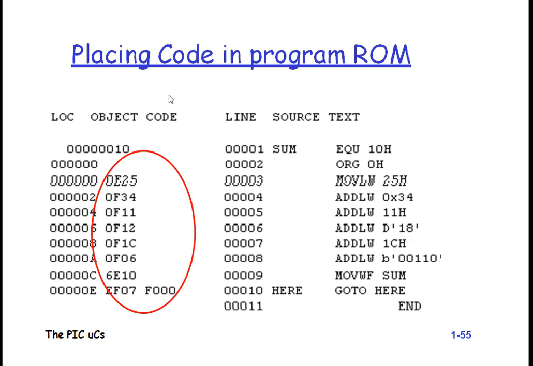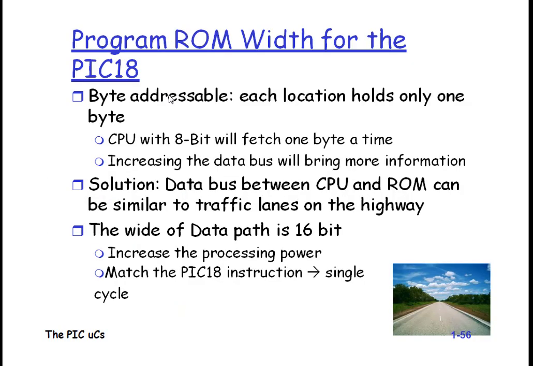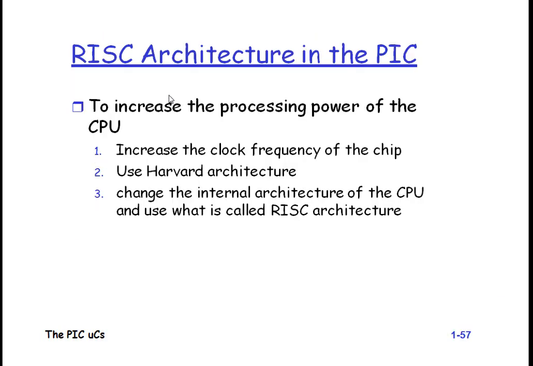There's another interface of MikroC in which you see how the ROM memory will be working. The ROM width of a microcontroller like PIC18: its 8-bit CPU fetches memory instructions one by one. Increasing the data bus will bring more information. So what will be the solution? The data bus between CPU and ROM can be compared to traffic lanes on a highway. This example tells us the width of the data path is 16-bit, so it increases the processing power and matches the PIC instructions in a single cycle.